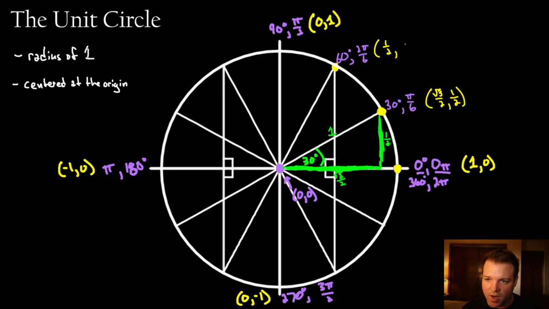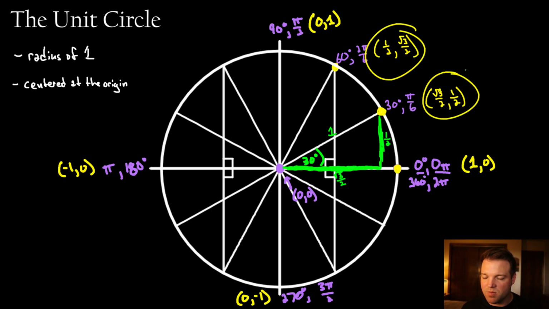And our y value is going to be root 3 over 2, which, as you can see, this 60 degrees is the same. The coordinates are the same as the 30 degrees, except they are flip-flopped. The x and y's are flip-flopped. Okay? All right.